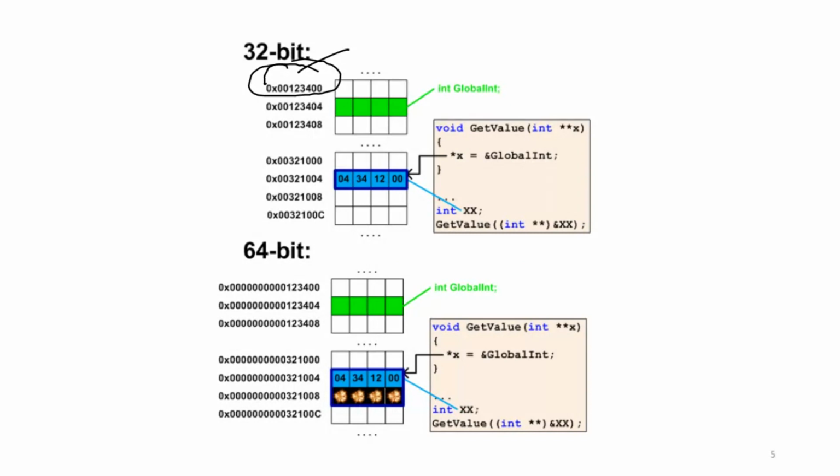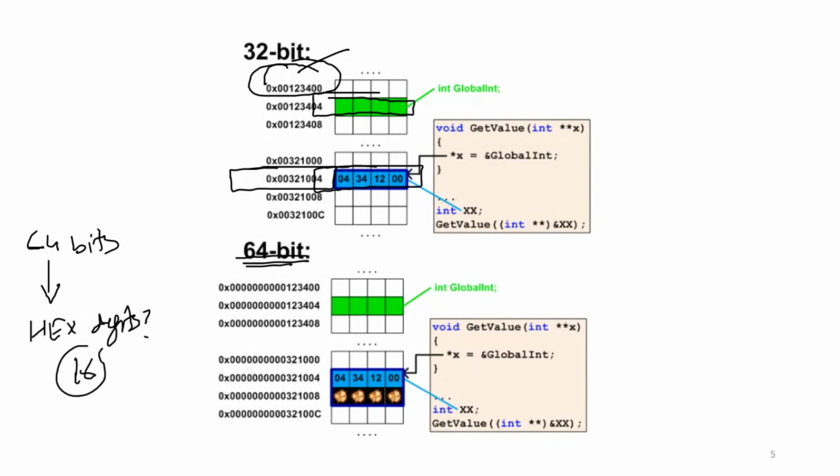So look at this. Here we have 8 hex digits to represent the address for this space, and here we have the 8-digit hex address to represent this space. For a 64-bit system, we have a 64-bit address. So in hex, how many hex digits do we need for 64 bits? We need 16. We have 16 hex digits to represent the 64 bits.